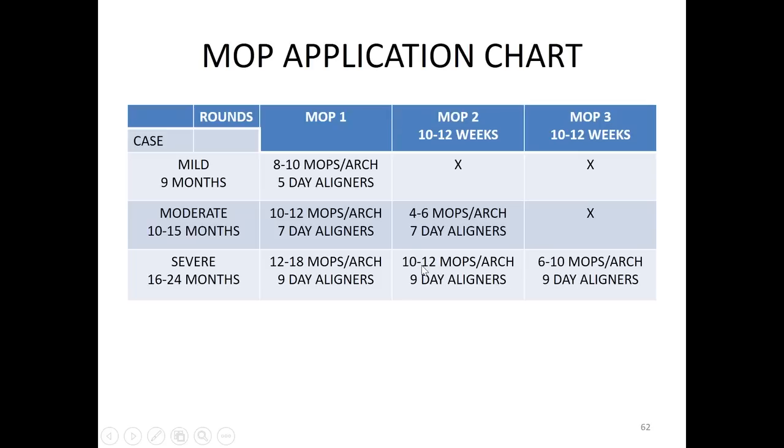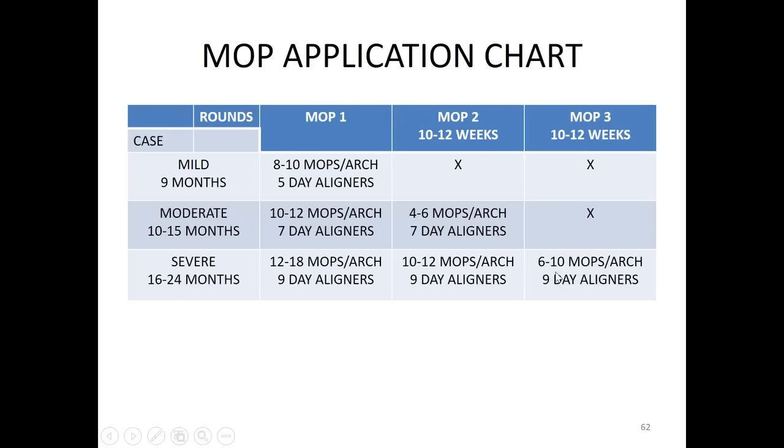It's more rare. A lot of orthodontics can be done in less than 16 months. So I think you could appreciate 16 months or less would accommodate most of the things we're doing, and then above 16 months I would go to a third round, and that third round would be done again 10 to 12 weeks after the second round, which was 10 to 12 weeks after the first round. By that point in time I would deliver 6 to 10 micro-osteoperforations per arch. I would continue my 9-day change.